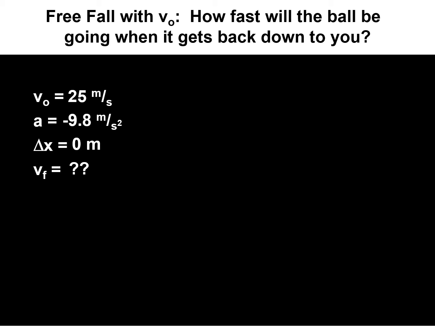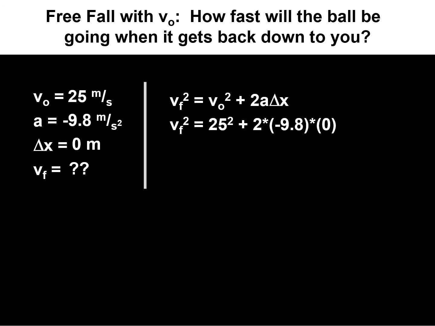So which equation has initial velocity, final velocity, displacement, and acceleration in it? We're going to use final velocity squared equals initial velocity squared plus 2 times acceleration times displacement. Let's plug in the numbers that we know. The initial velocity is 25, acceleration is negative 9.8, and the displacement is going to be 0. So that whole term cancels out, and we're left with final velocity squared is going to be equal to 625.